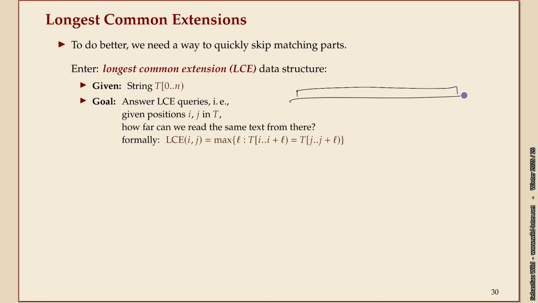where you're given the text somehow, and the input to the LCE query are 2 positions in the text, i and j. And the output of the LCE query is the number of characters you can read from i and j to the right that are the same. And it should be the maximal, so the next one is different. So this length, that's L, the number of characters before the first mismatch.